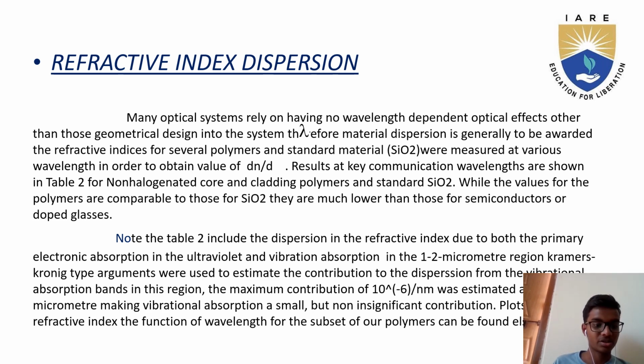Doped glass has a trace of impurity element that is introduced into a chemical material to alter its original electrical or optical properties. When doped into crystalline substances, the dopant's atoms get incorporated into its crystal lattice. Note that Table 2 includes dispersion in the refractive index due to both the primary electronic absorption.